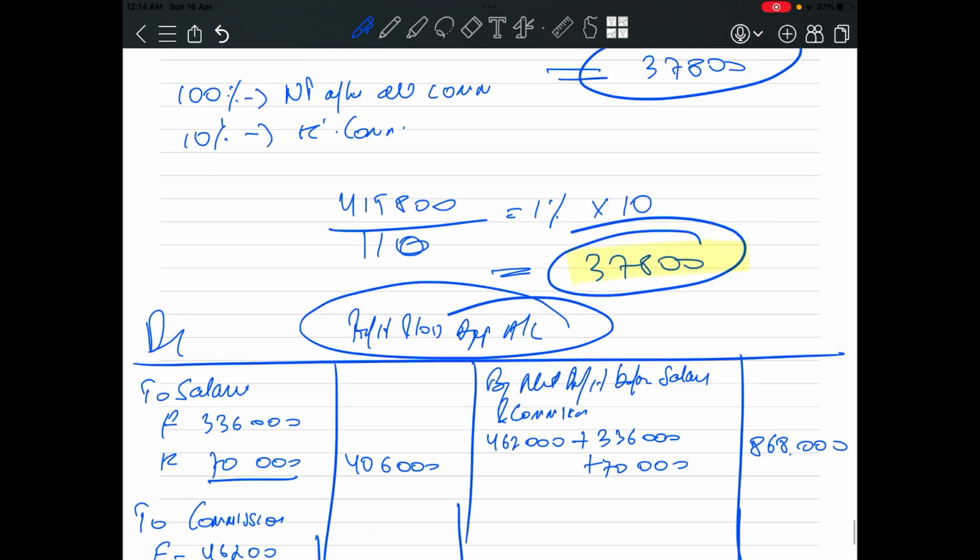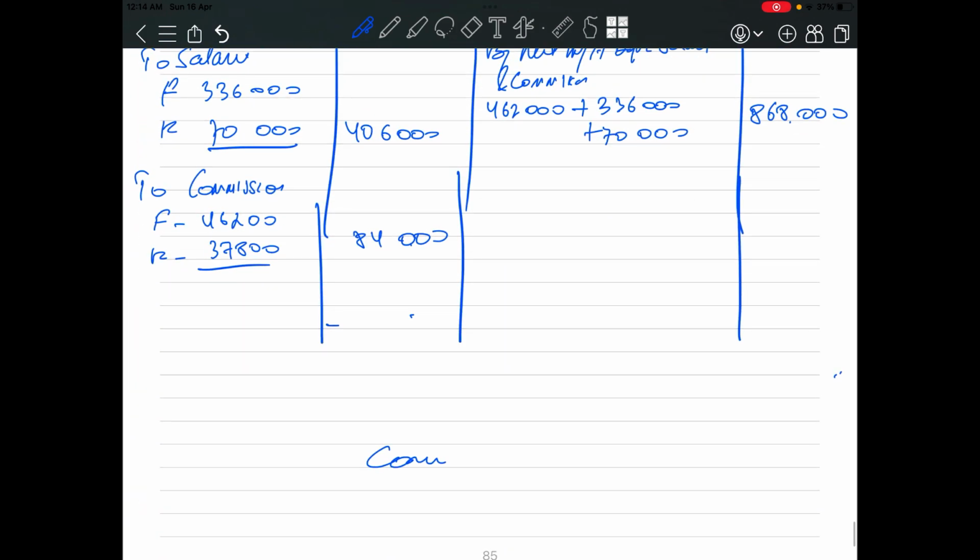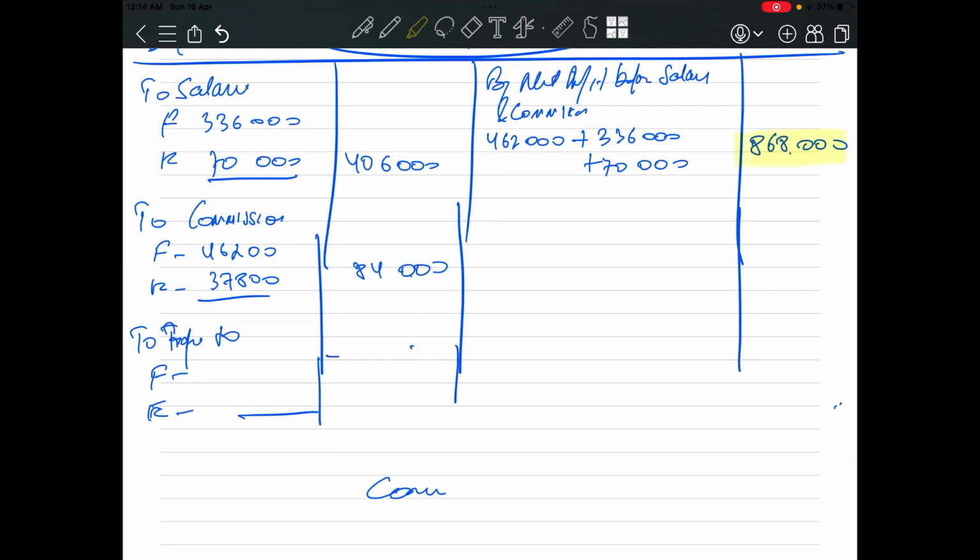What was the requirement of the question? We had to show the distribution of profit, so nothing else is to be provided. Now the balance amount will be transferred to F and K's capital account. So if you add this, what's the total of this?